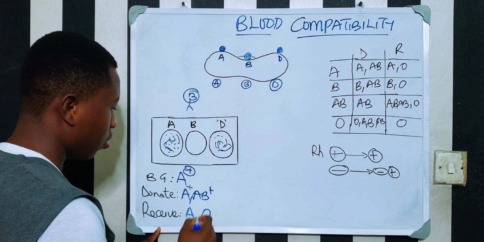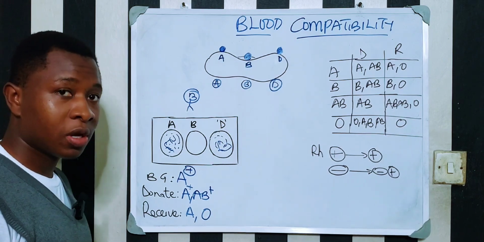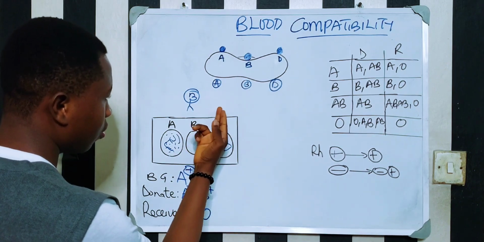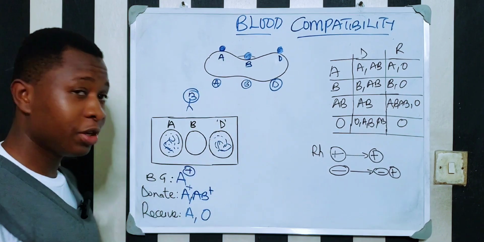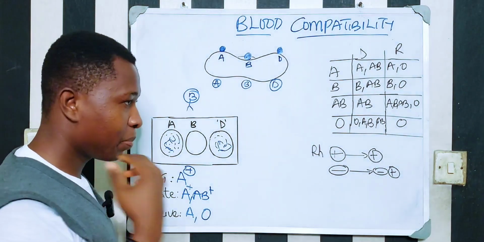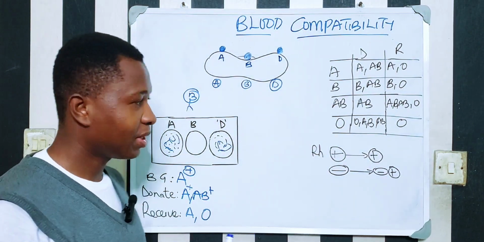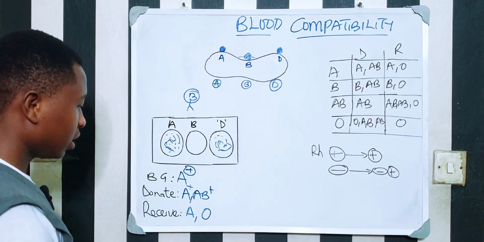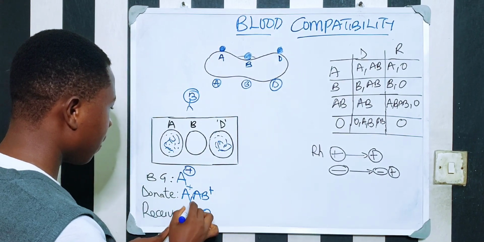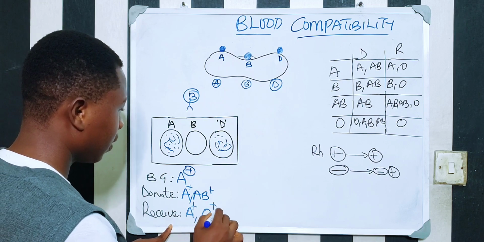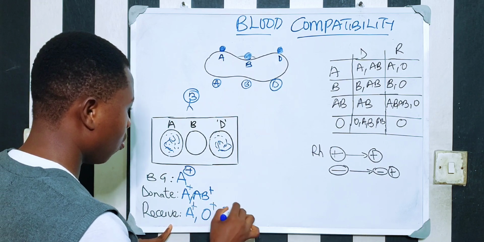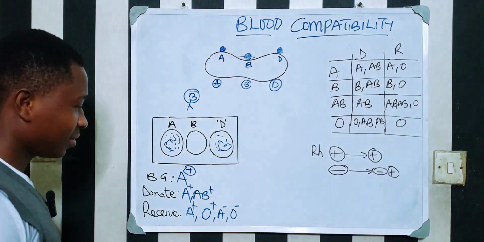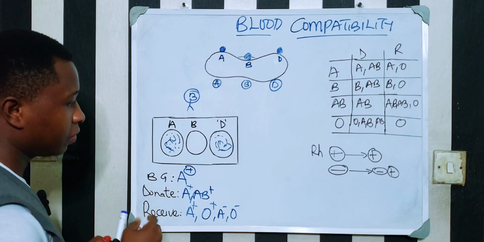and O. Now to specify the resource factor, what do we do? There is no antibodies here, so it doesn't matter. Whether you give it a positive or a negative blood, it doesn't matter because there is no antibody here to react with the antigen. So this can receive A positive, O positive, A negative, and O negative. Pretty simple, right? So that's that for the A positive blood.